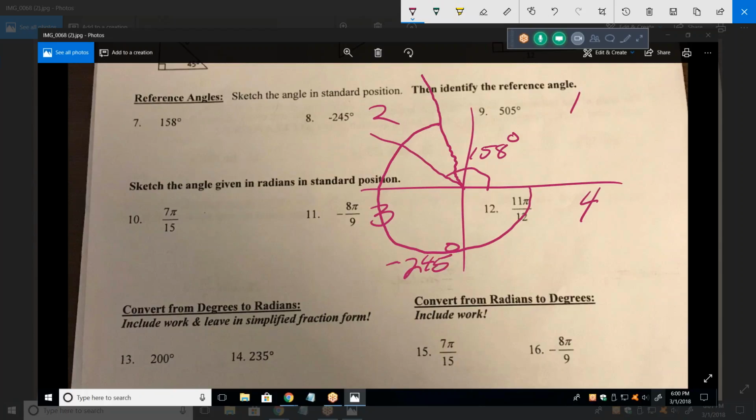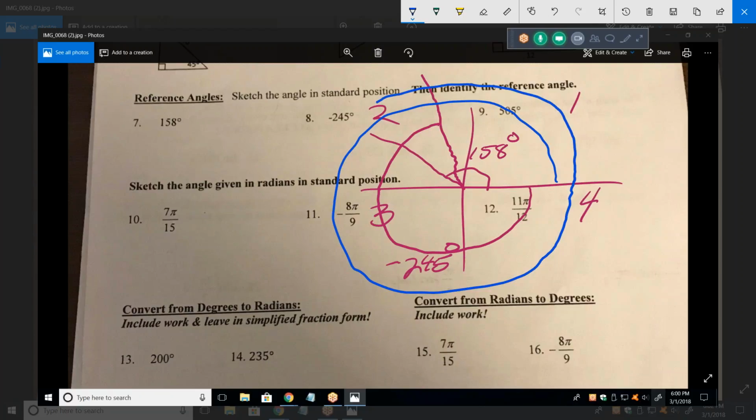Okay, how about 505? So you'd end up in quadrant 2. Correct. In other words, 505 goes all the way around once. That's 360. And I got another 145 to go, which puts it right there. Okay.